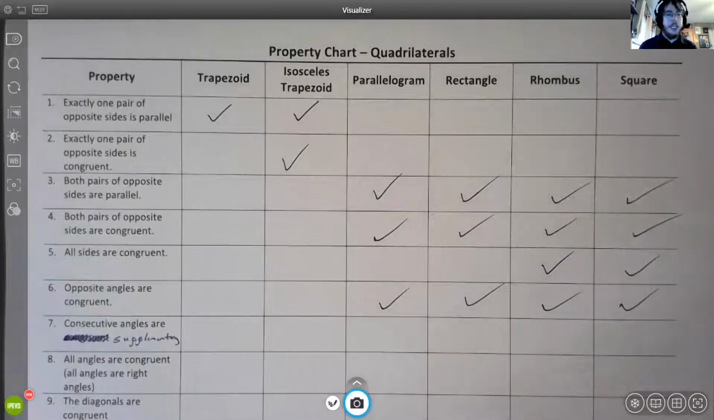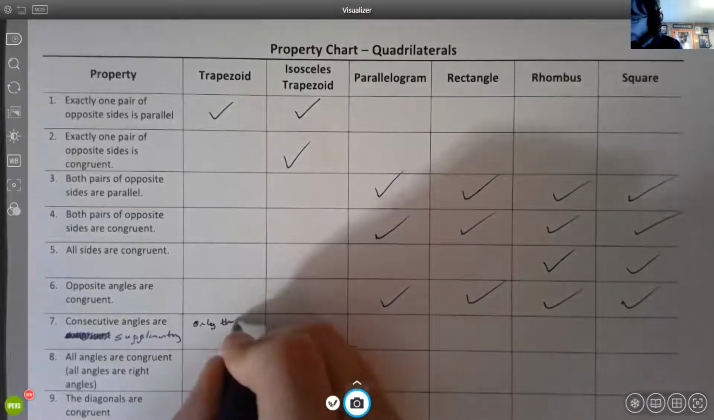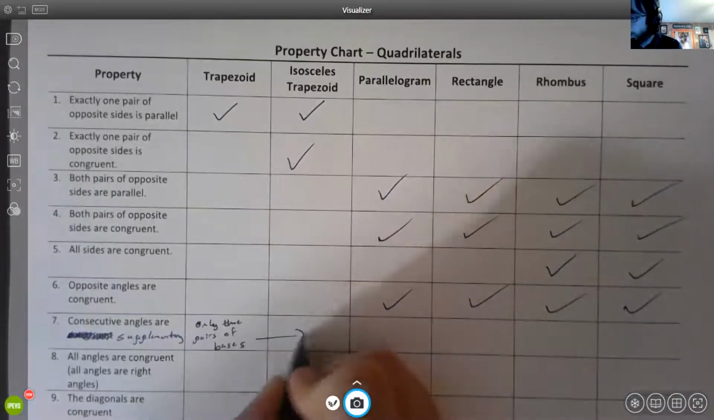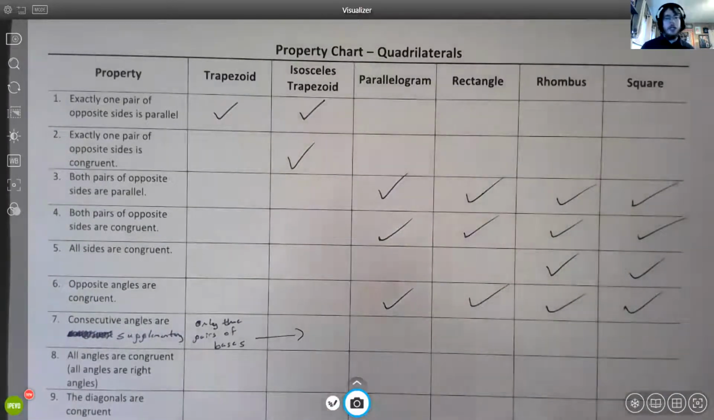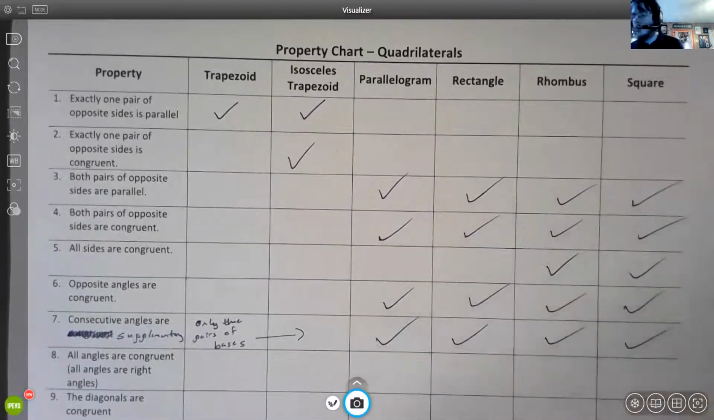Number 7, consecutive angles are supplementary. Now, when it talks about consecutive angles being supplementary, it's not talking about just 1 or 2 pairs of them. It's talking about all pairs of the consecutive angles. For instance, if we look at a trapezoid and an isosceles trapezoid, only the pairs of bases are. Okay, but that is not true for the parallelogram. All the consecutive angles in a parallelogram, rectangle, rhombus, and square are supplementary.